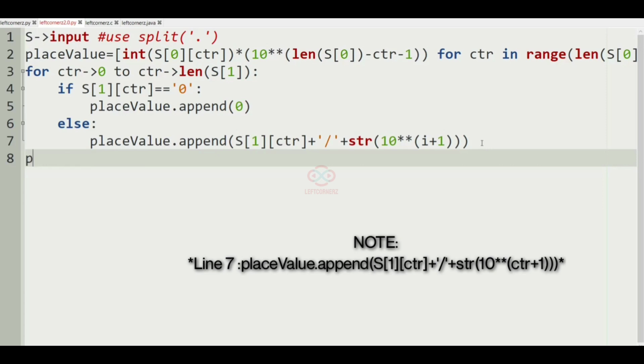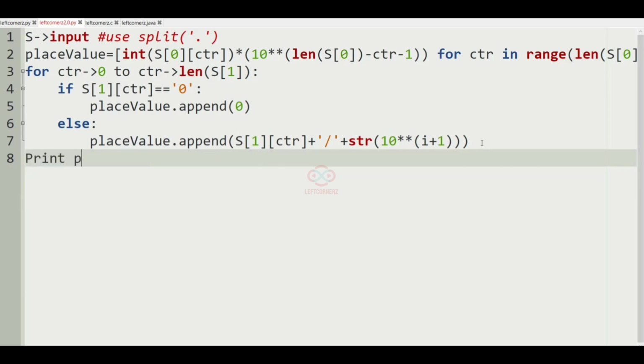So finally we'll print the place value. This will give us the desired output.